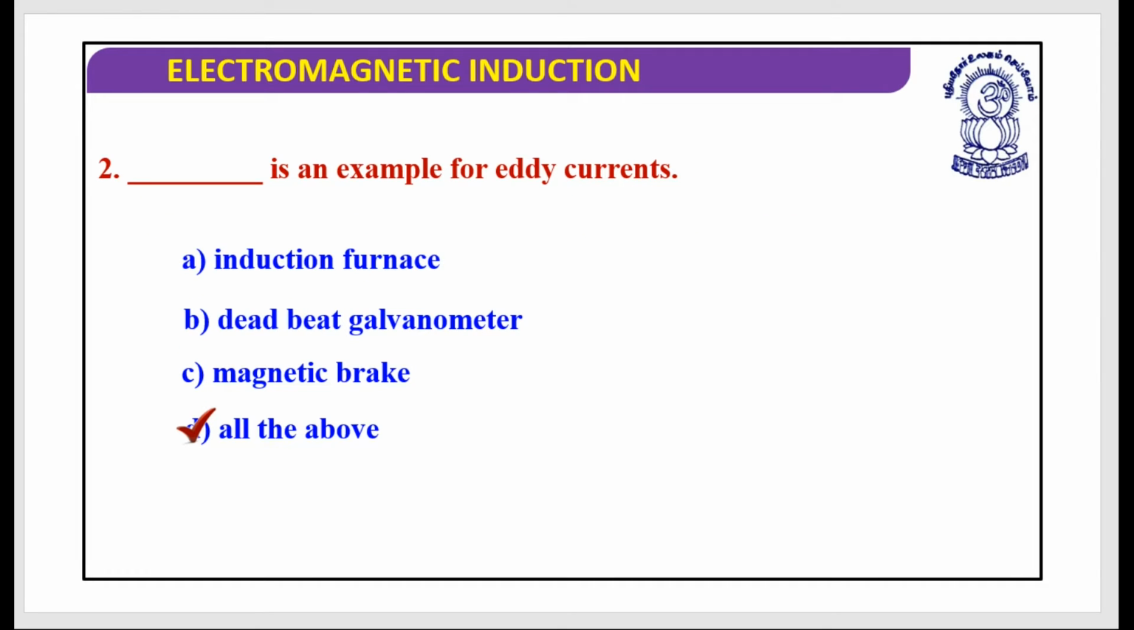Next, blank is an example of eddy currents. Yes, we are using it in induction furnaces. We are using it in the dead-beat galvanometer. We are using it in magnetic brakes. So these are all applications of eddy currents. I hope this is clear. Are there any doubts?